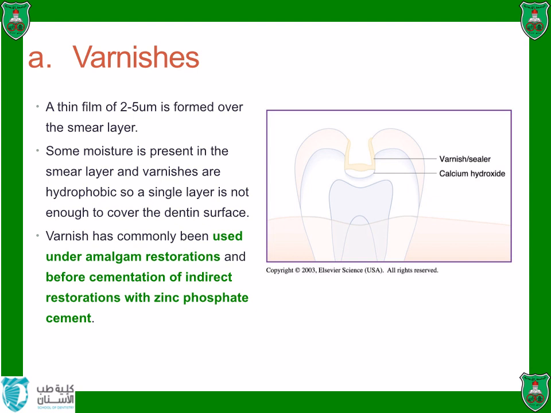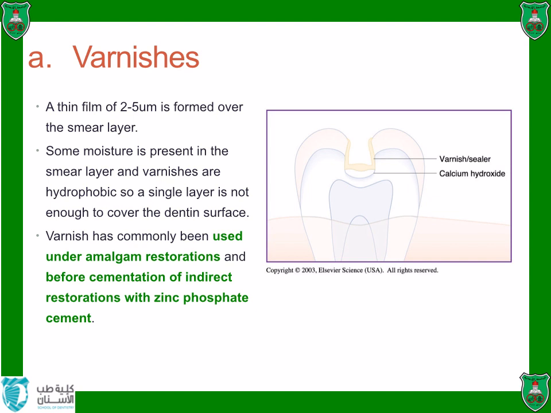Varnishes have commonly been used under amalgam restorations and before the cementation of indirect restorations using zinc phosphate cement. So it's an old material used under amalgam. It's not used under composite resin. Now, varnishes will be dissolved at the end.